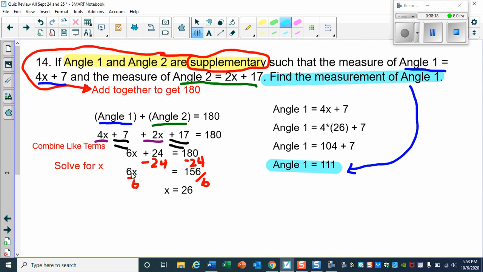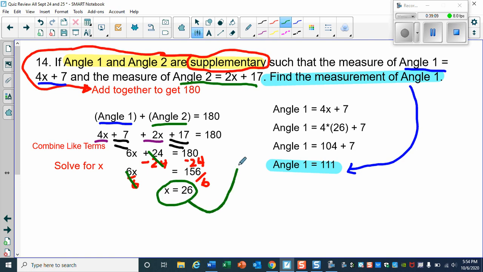Now, next step, you subtract 24 on both sides. So 6x plus 24 equals 180. Subtract 24 on both sides. That is step number 1. So 180 minus 24 is 156, and the 6x comes on down on the left. Then 6 times x is 156. The opposite of multiplying by 6 is dividing by 6. So 156 divided by 6 is 26. That is x.